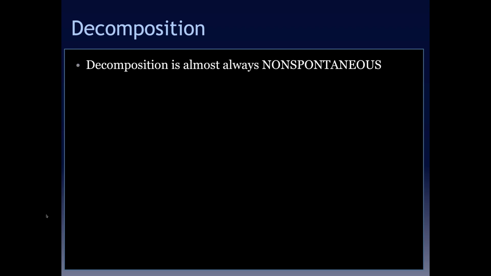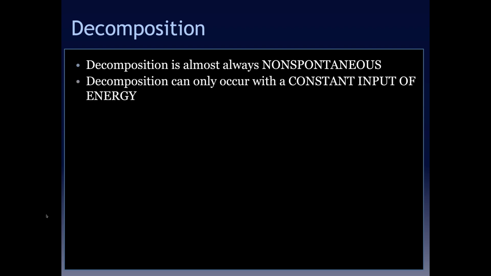When we decompose a substance, this is not generally spontaneous. Remember, atoms want to form stable octets, and so they bond with other atoms, so they end up with stable octets. They don't want to give that up. And as a result, decomposition is almost always non-spontaneous. Decomposition can only take place if you constantly put energy into the process. As soon as you take energy out of the process, the whole process stops and it can even reverse itself.